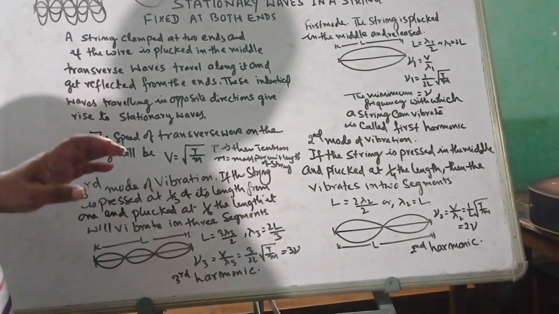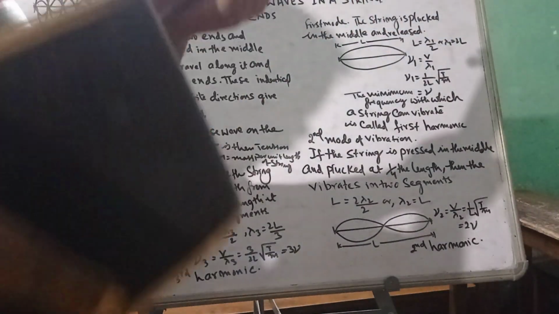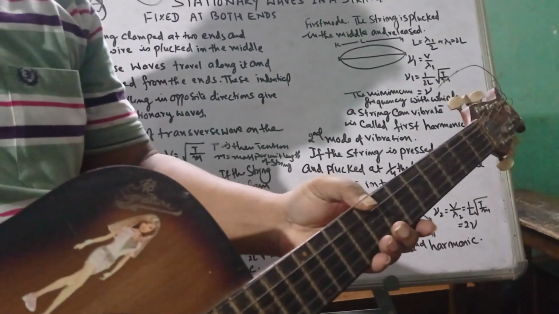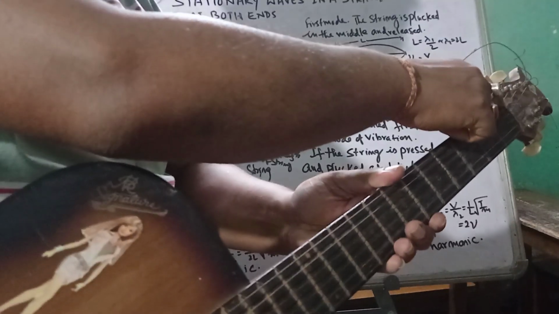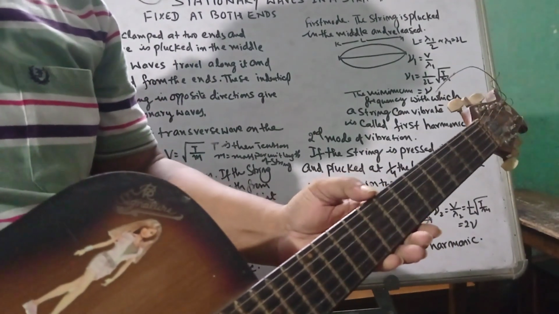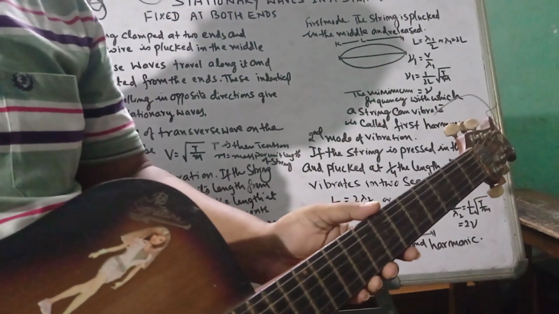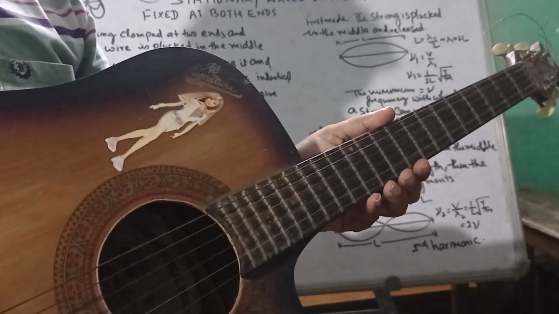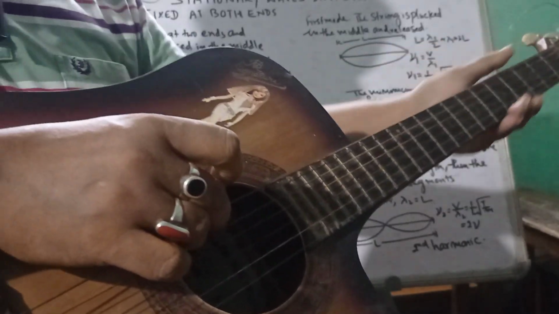Let me give you an example of a guitar. Here you see the guitar, and the string. I am taking only one string, this is the upper string. Here it is fixed at two ends, this and this. This is the length of the string. I am considering only one string here.